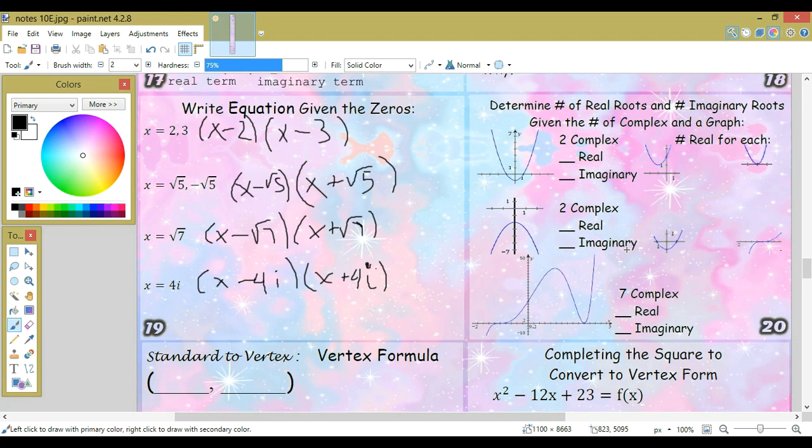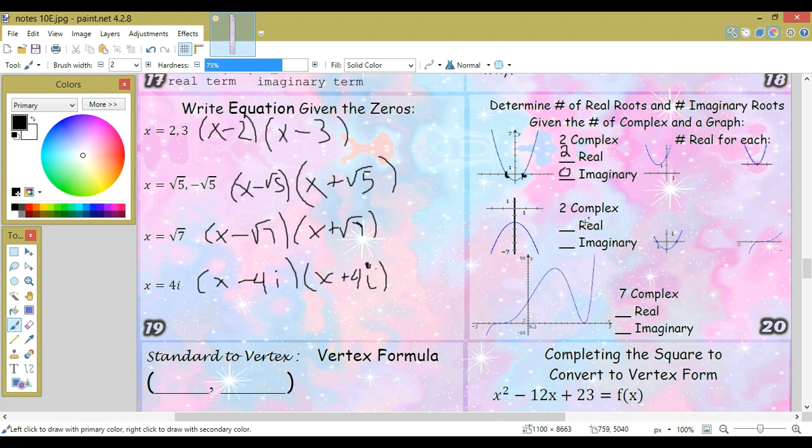Let's look at page 20. We're determining the number of real roots and imaginary roots, given the number of complex roots and a graph. So if we have two complex numbers, we know that there's one that crosses right here and one that crosses right here. That's two. Two reals. Two that you can see here. There's only two. 2 minus 2 is 0, so there's no imaginaries here.